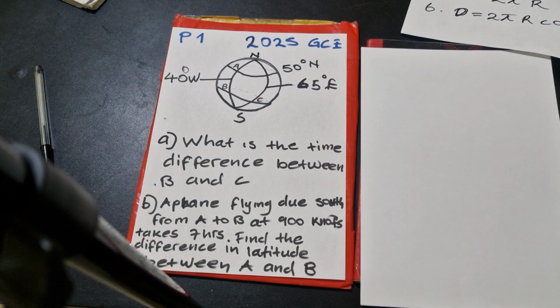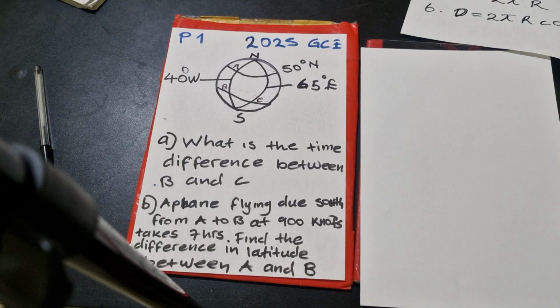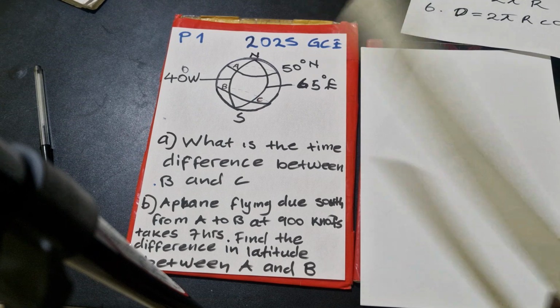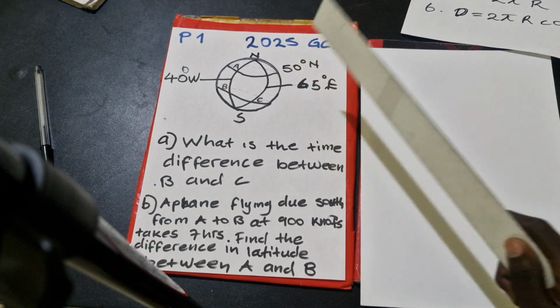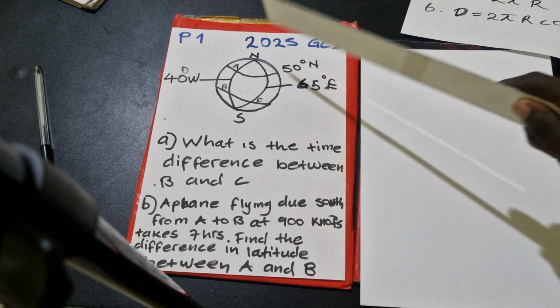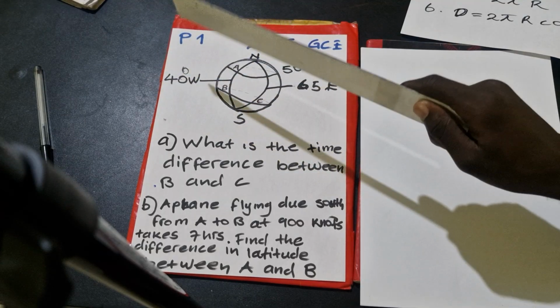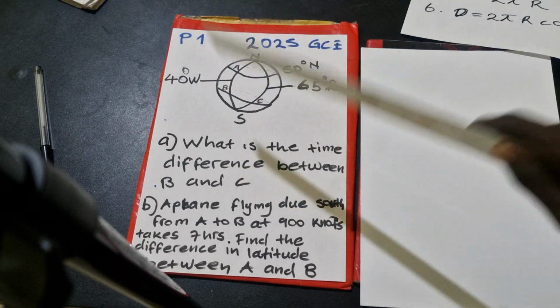Let me tell you, keep this in mind: same signs you subtract, different signs you add. For example, this is 40 degrees west and 65 degrees east. What are we doing? We are adding. If they had told us to find the time difference between B and A, which would both have been west, we would have subtracted. Now it's different, so we are adding.